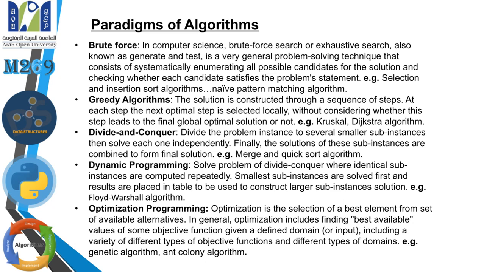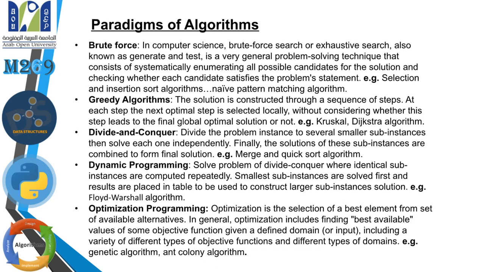Divide and conquer is actually dividing the problem into smaller sub-problems and trying to find a solution for every single sub-problem independently. And then these sub-problems are going to be combined together to form the final solution. Something similar to what we did in quick sort and merge sort.